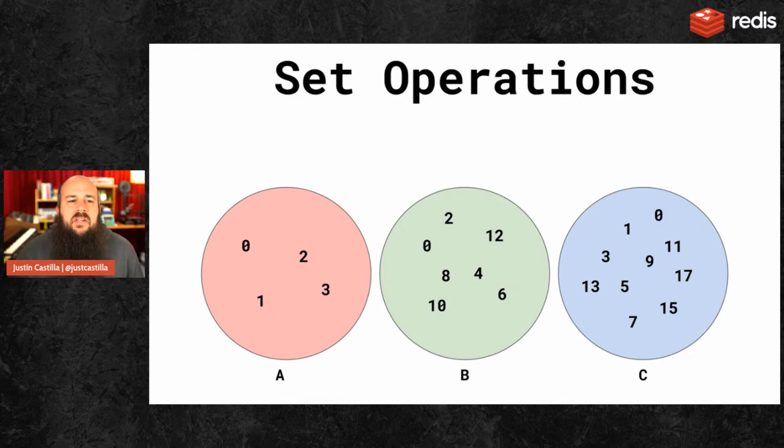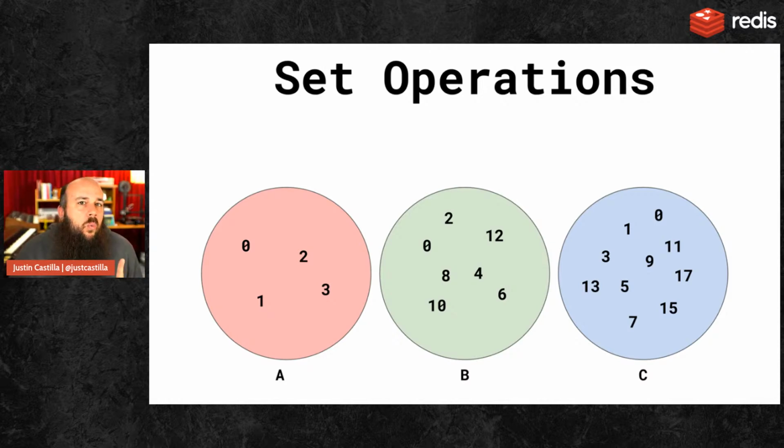And we have 3 different commands: intersection, union, and difference. I'm going to cover intersection and union because difference is pretty simple, and intersection and union are pretty interesting. So I want to see the intersection of 3 different sets. What do they all share in common?